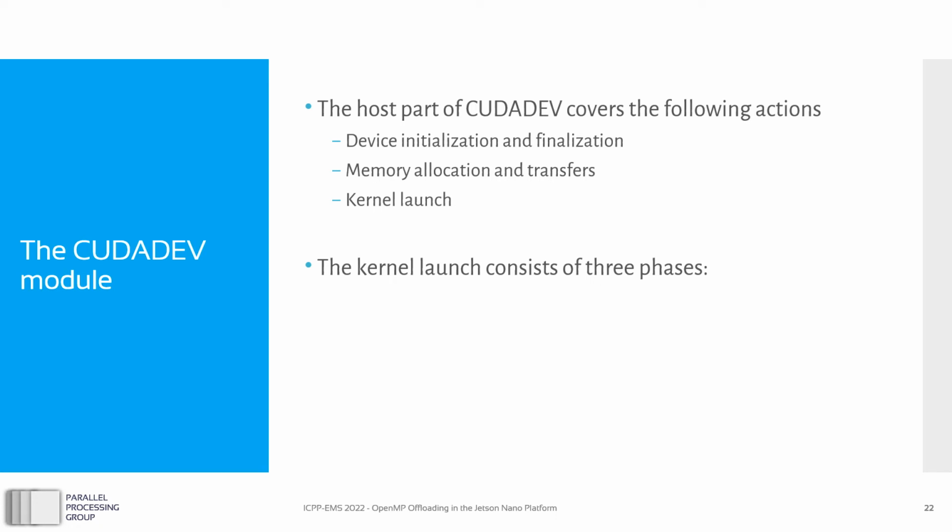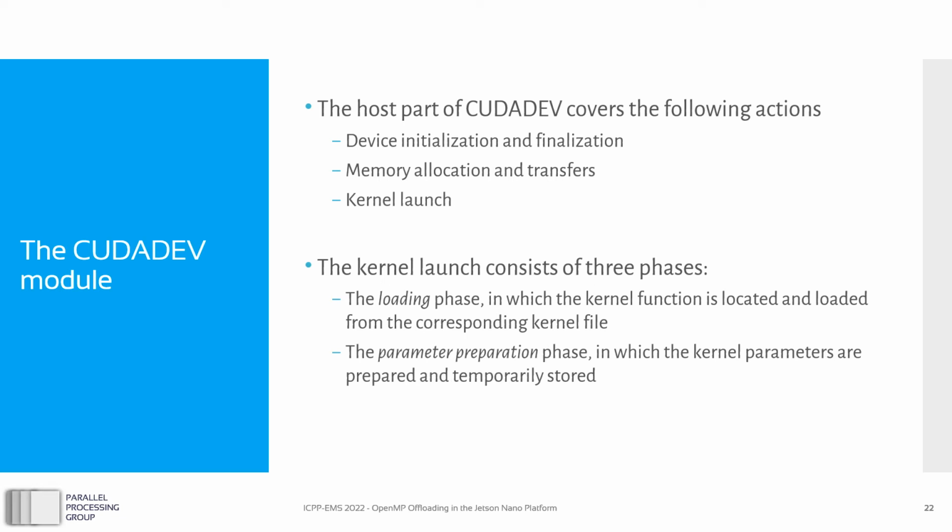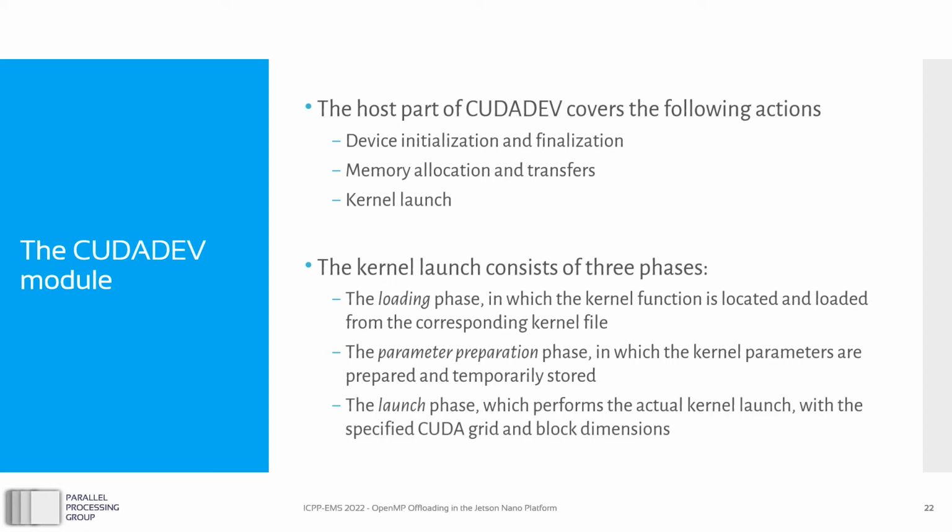Now let's talk about the kernel launch. It consists of three phases. The first one is the loading phase, in which the kernel function is located and loaded from the kernel file. The second one is the parameter preparation phase, in which we prepare the parameters for the kernel. And the last one is the launch phase, which performs the actual kernel launch with the specified CUDA grid and block dimensions using the parameters we have previously prepared.